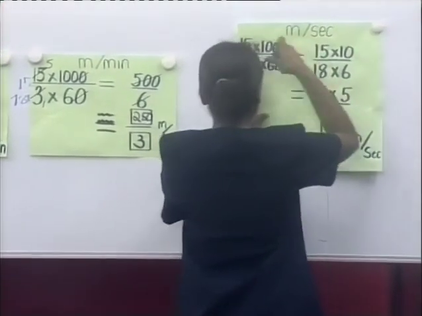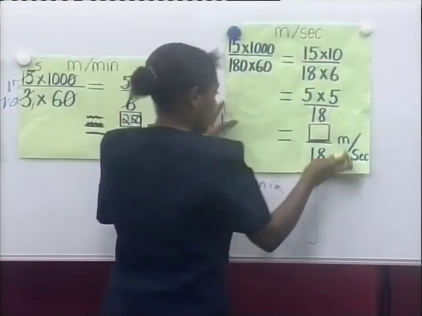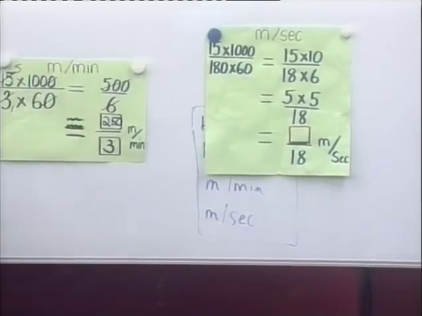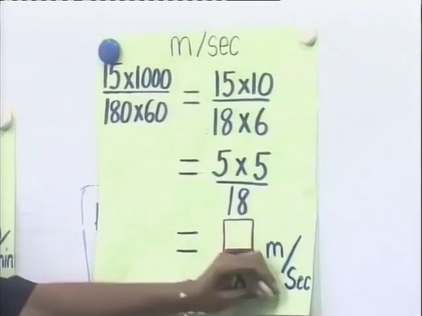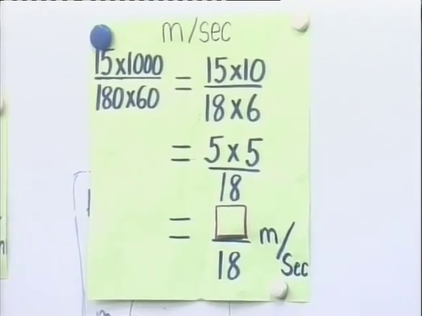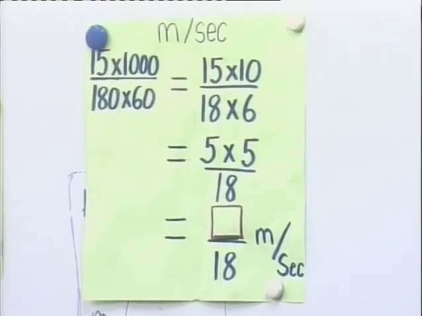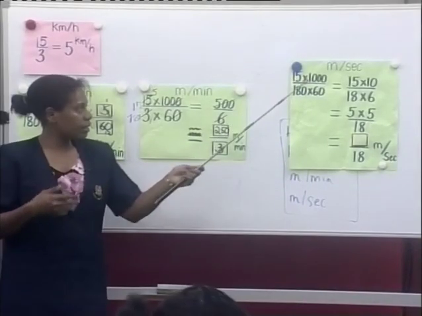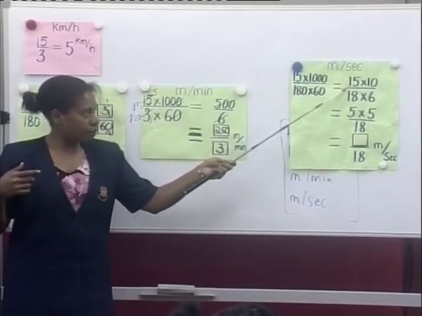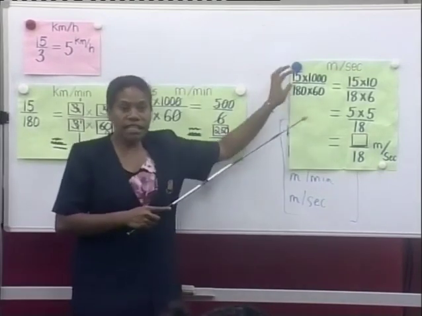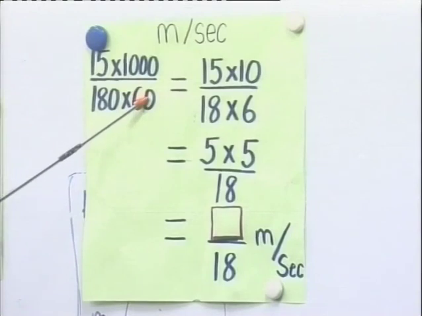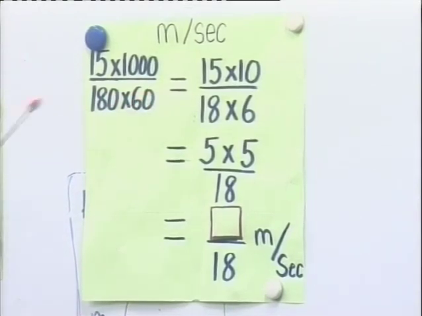Okay, let's check this one here. All right, did any one of you get anything like this? Let's see. How many meters per second? So again, 15 kilometers, convert into meters. We have 15,000. Now, 15 times 1,000. Okay, class, look up here. 15 times 1,000 will give us 15,000.